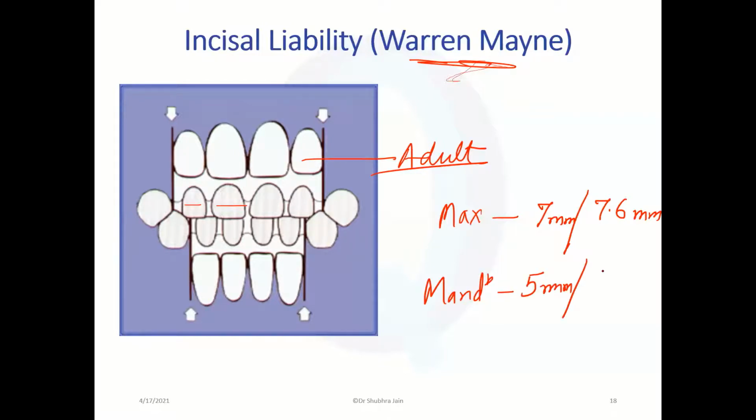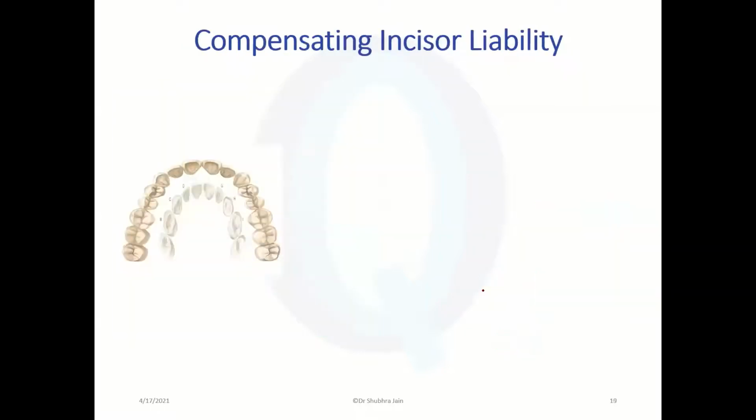In certain books, it is also given 6 mm. So you remember 5 to 6 mm in the mandibular arch and 7 to 7.6 mm in the maxillary arch. Now, if there is a difference in the width, and you have to give a permanent addition, how is this incisor liability compensated? This is a bigger question because we have to compensate.